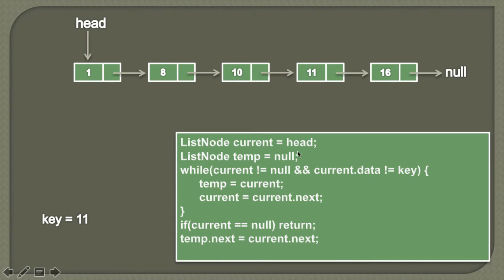Below is the algorithm for it. So let's go over this algorithm step by step. First, we'll create a list node by the name current and it will point to head. So here current points to the head. Then we'll create a list node by the name temp and it will point to null. So this temporary node points to null.